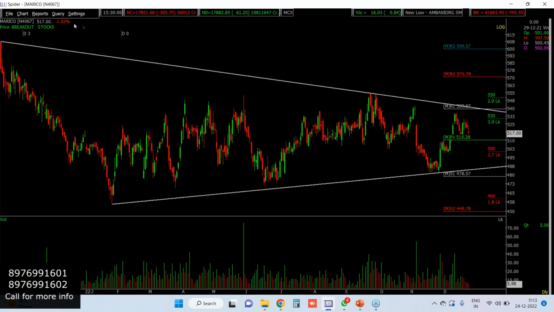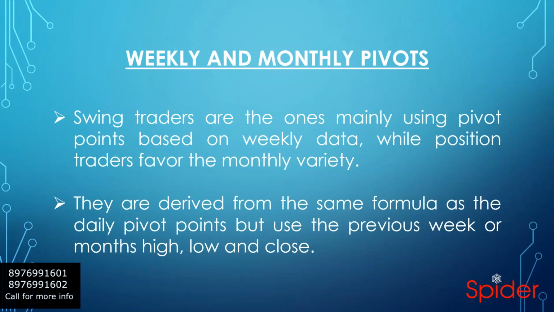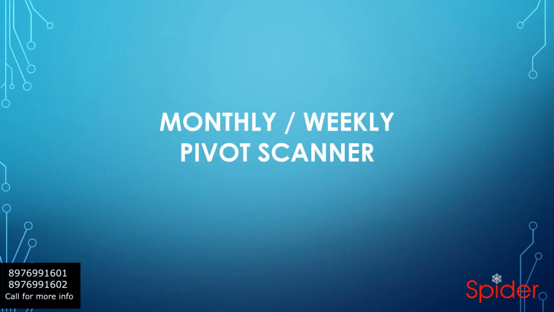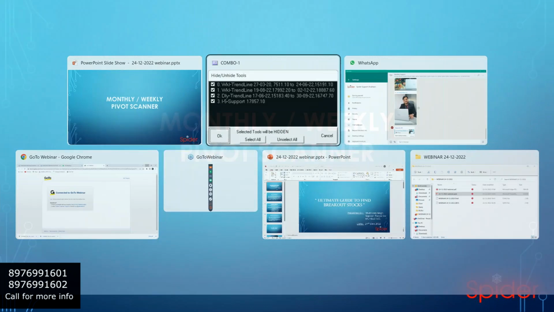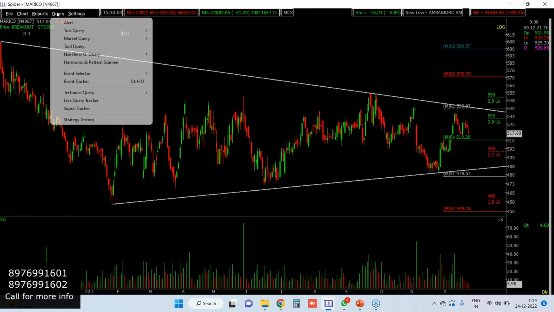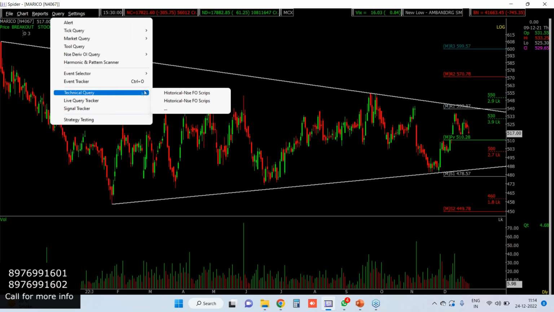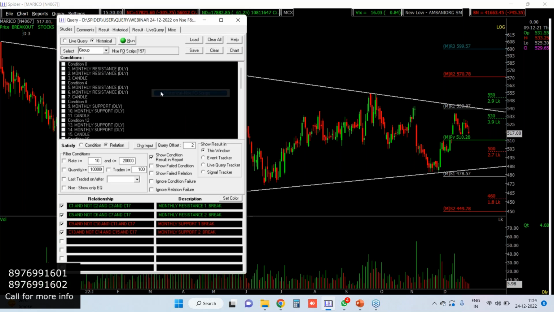Okay, so how to find these stocks at the start of the month? I'll just show you a query for that. Before that, we'll just move on to the presentation and we'll see how to make a pivot scanner for monthly and weekly time frame. See, I've already made one for you. After this session, this will be delivered to you.